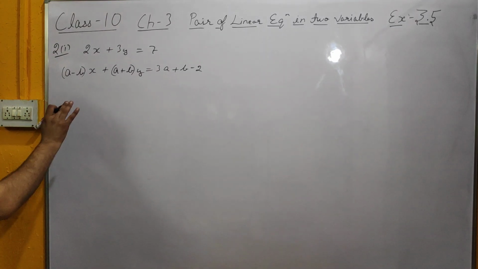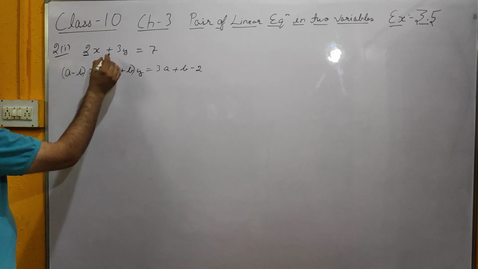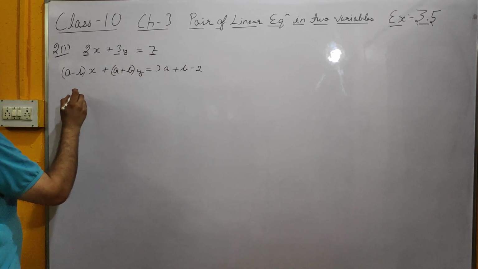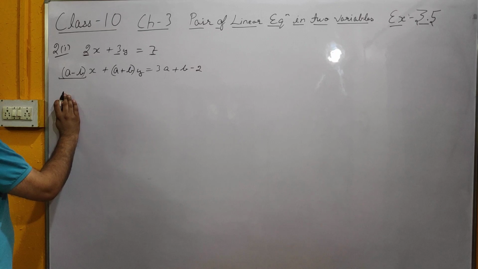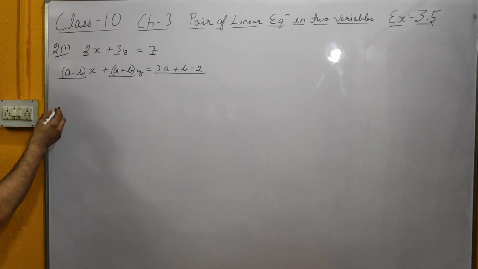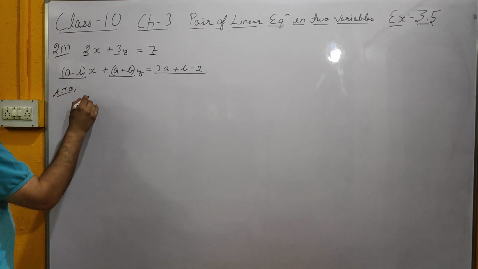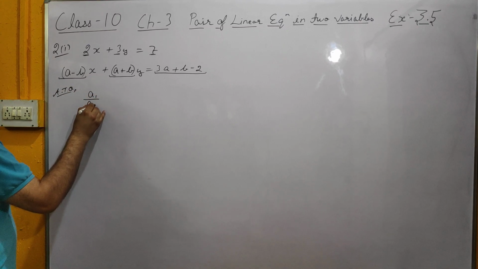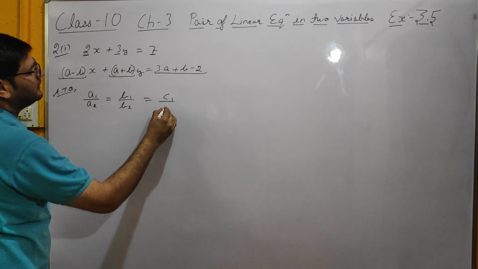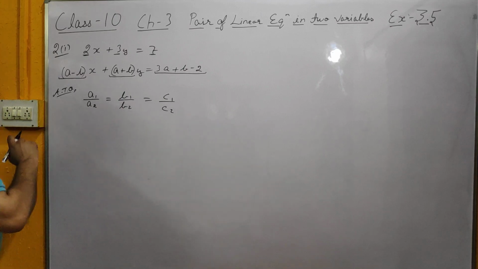Okay, now if we start comparing, this is a1, this is b1 and this is c1. Similarly, this is a2, this is b2 and this is c2. Alright, and the condition given, according to the question, is that a1 by a2 equals b1 by b2 and it equals c1 by c2. Means there are infinite number of solutions. If there are infinite number of solutions, then we will use this.